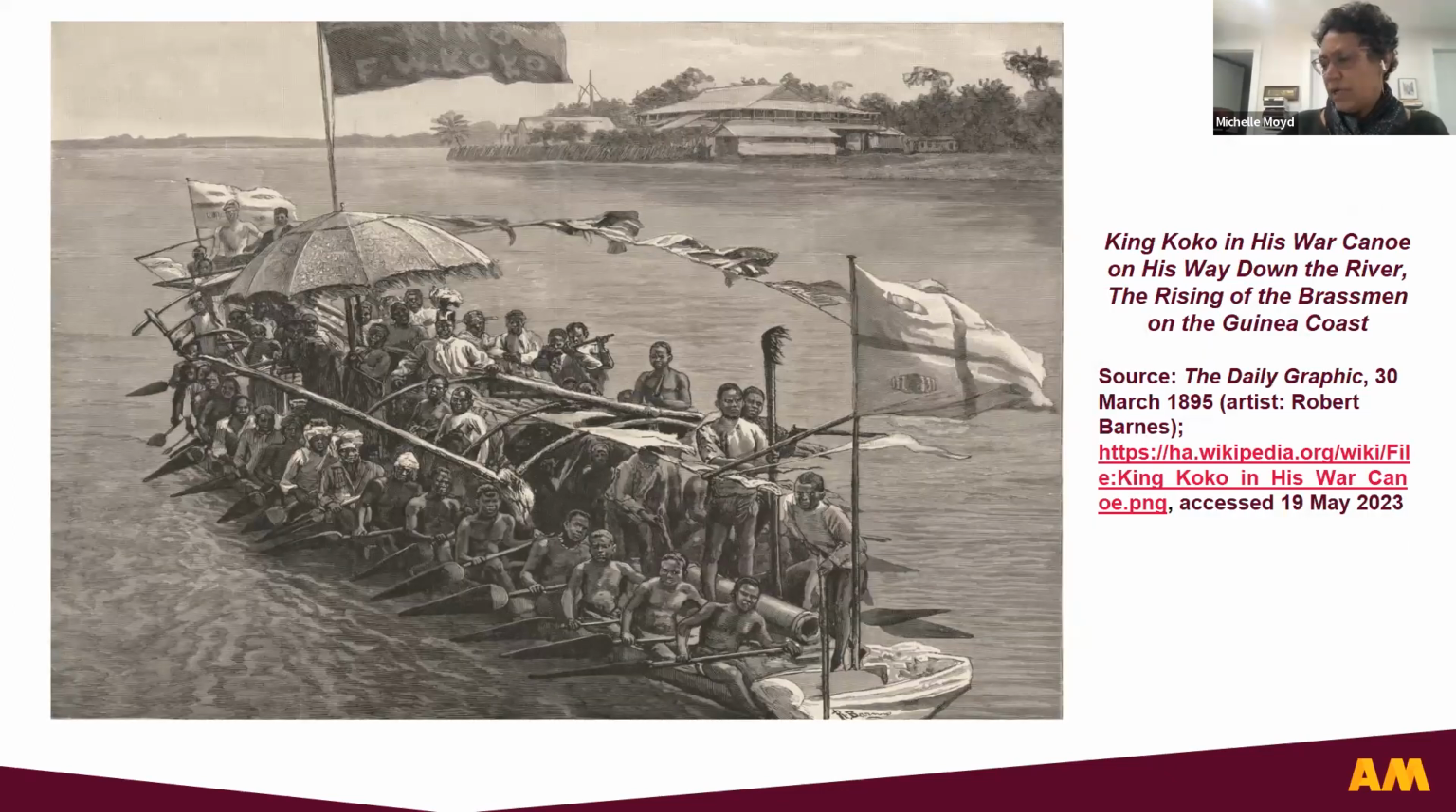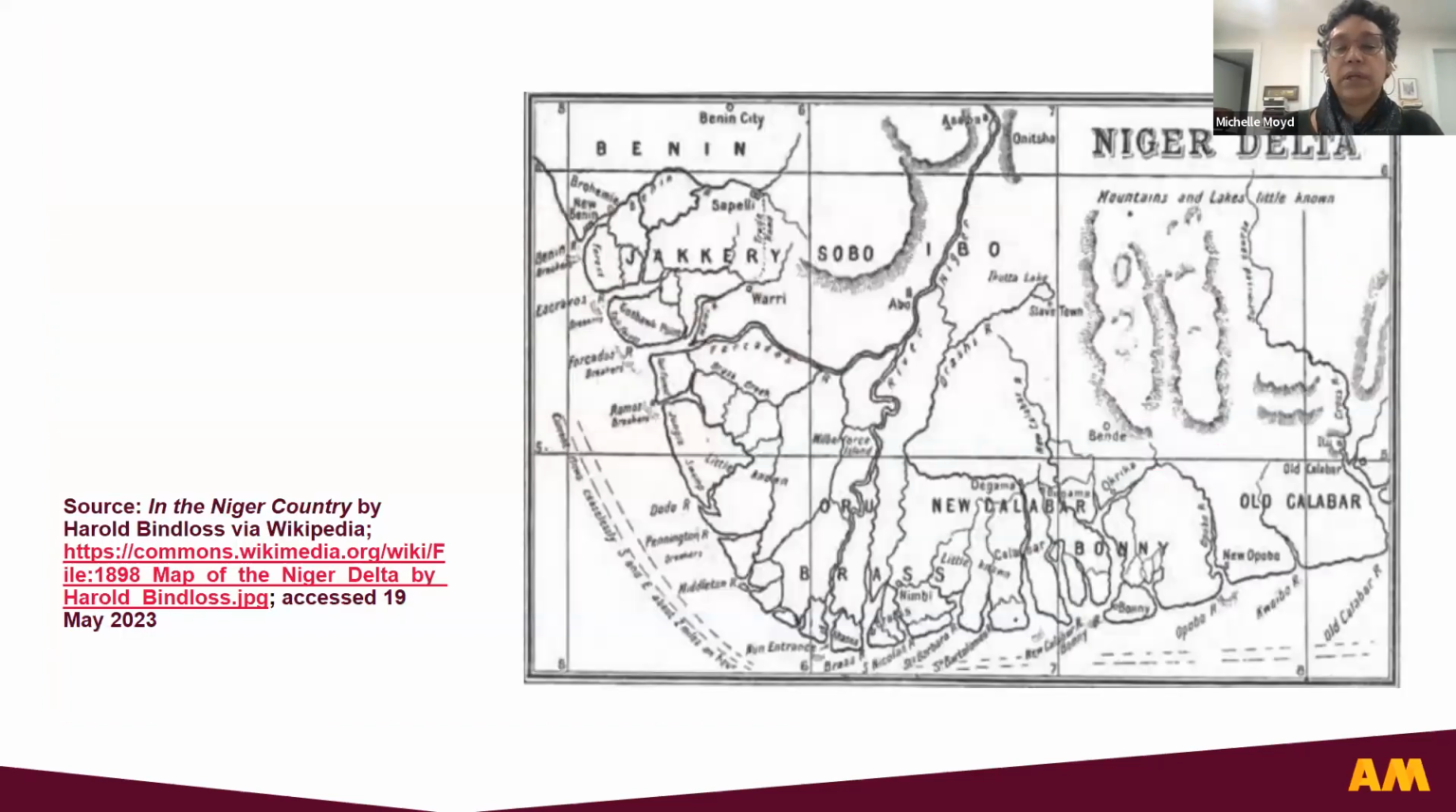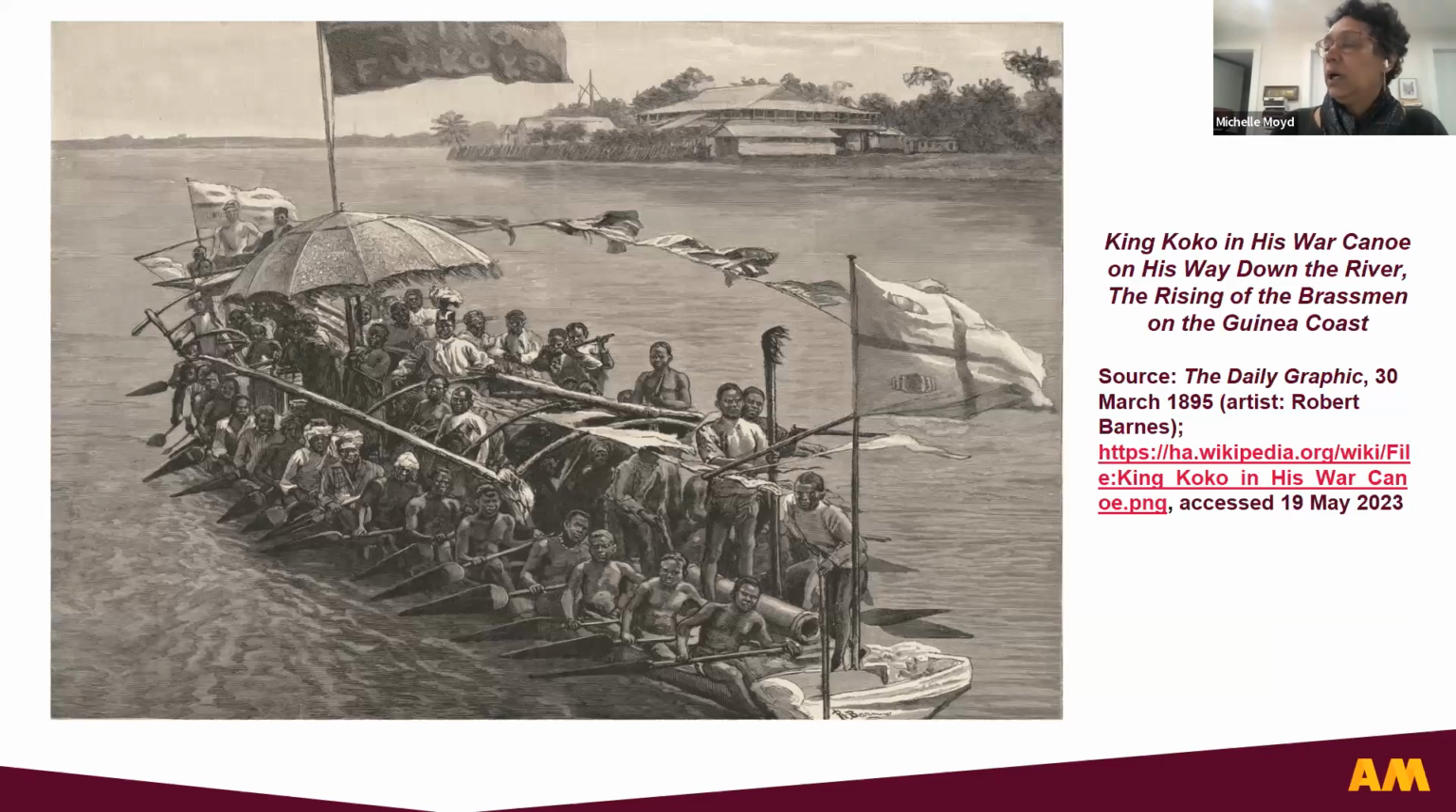On the 29th of January, 1895, Nembe combatants, so again, often referred to as brassmen, as you can see in the title of this image, attacked the Royal Niger Company's headquarters at Akassa. So just quickly, that would be somewhere in here. Actually, it's here, it's labeled on the map. Which sat at the mouth of the Niger River, destroying it. They killed 25 employees and took prisoners back to Nembe.